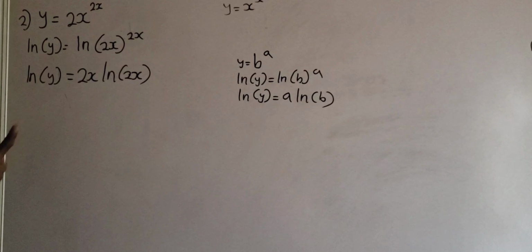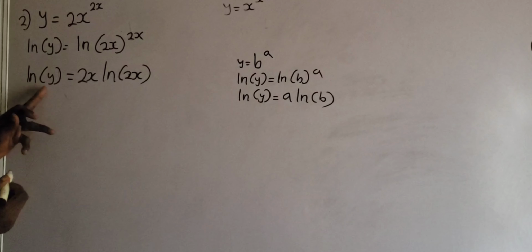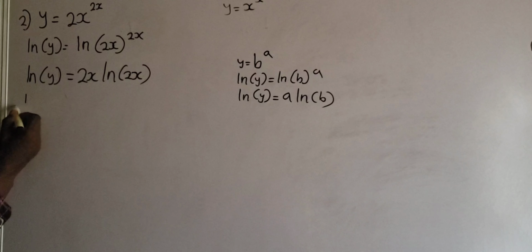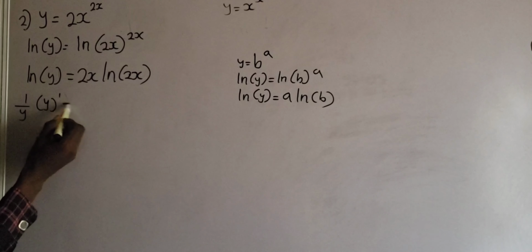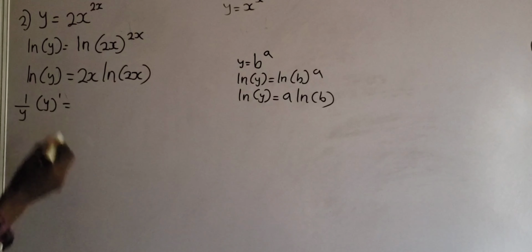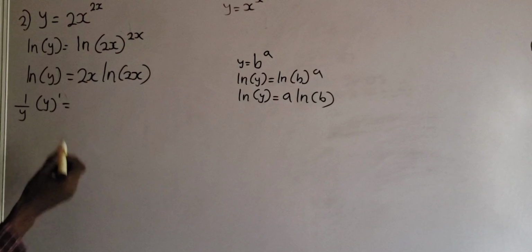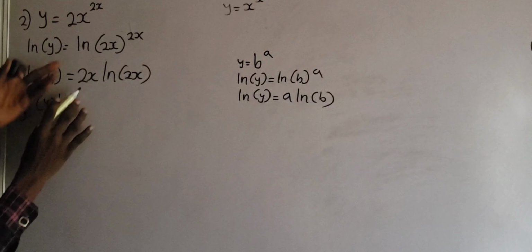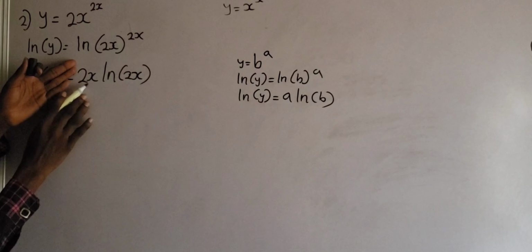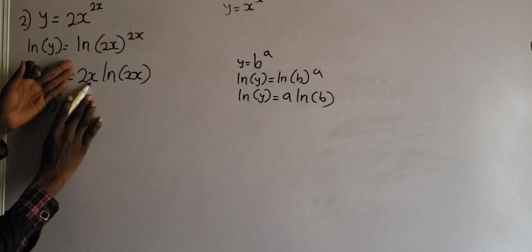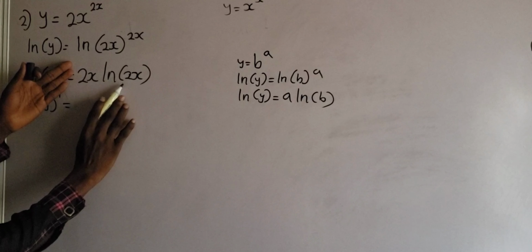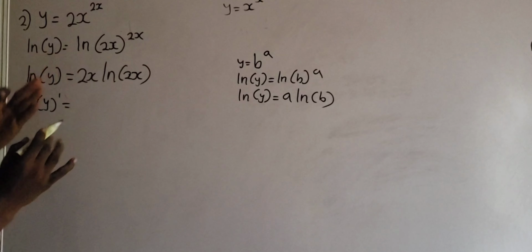Okay. Having done this, I'm going to differentiate the left hand side and the right hand side according to the previous example that we did. So I'm going to have, if you differentiate the natural log of y, I'm going to have the inverse of the function inside the bracket multiplied by the derivative of that function. You understand? Which is this. Differentiate the right hand side, I'm going to have, using the product rule, as you can see that this part has two parts. The first part is what? 2x, and the second part is what? The natural log of 2x. So I'm going to use product rule.